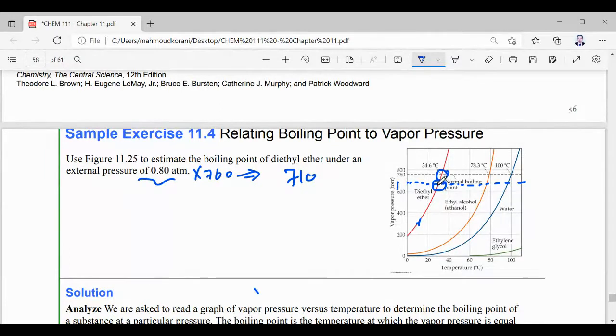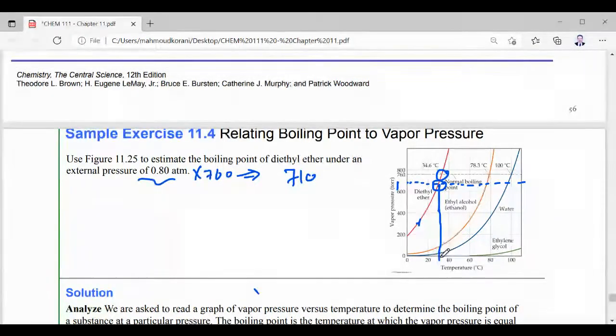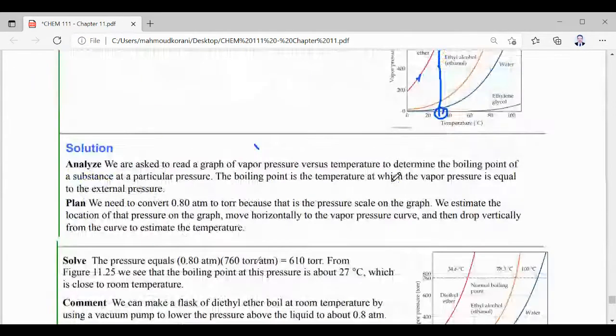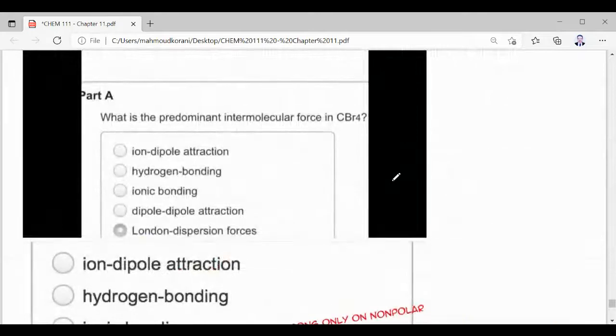How can you get it? From this point, draw a line to intersect the temperature axis. It will be that one. You could expect it to be lower than the normal boiling point because the pressure is decreased. What is the predominant intermolecular force in that one? It is non-polar, so it's the London dispersion force.